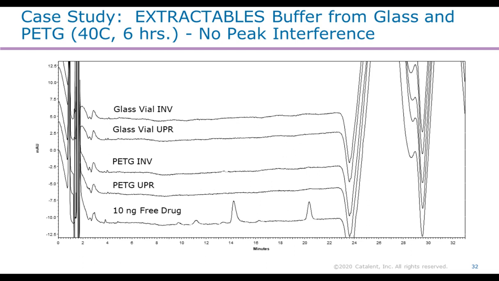The glass vials are popular containers for drug product storage, and the PETG bottles are popular storage containers for drug substance. These would likely be a part of a formal extractable leachable study, depending on the development of that product. But it's good to see here that there's no interference.